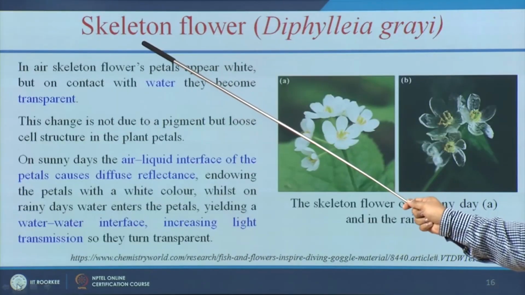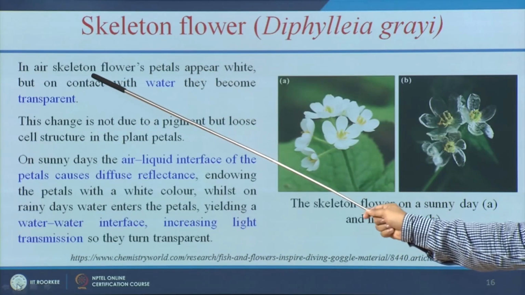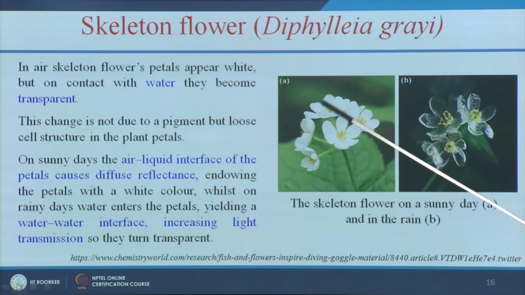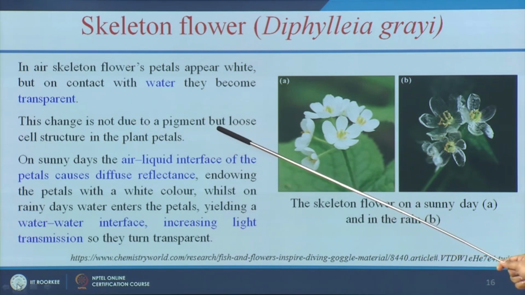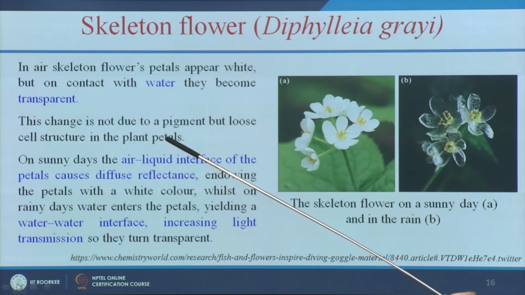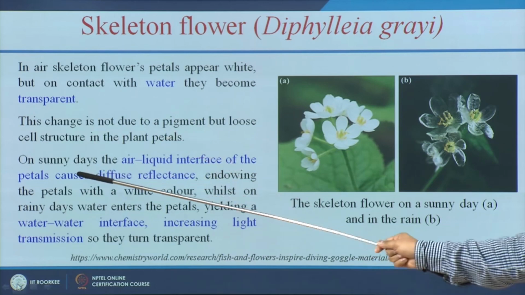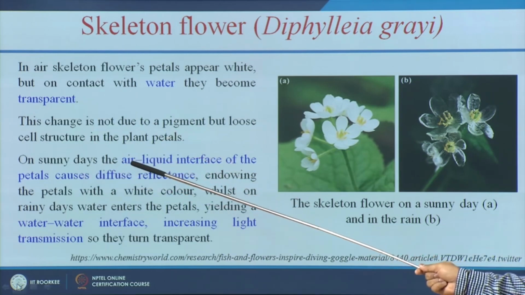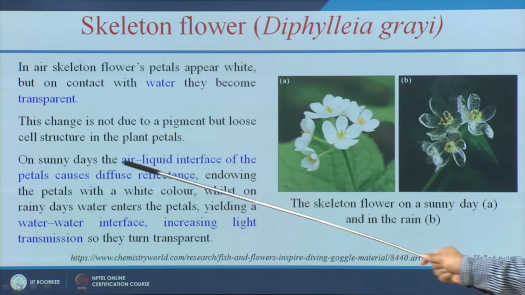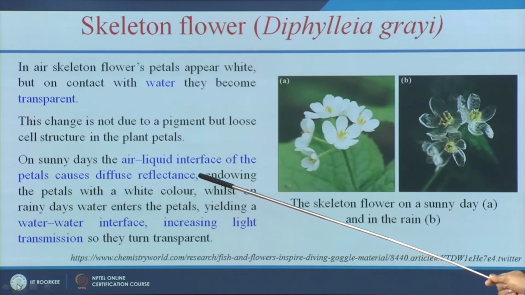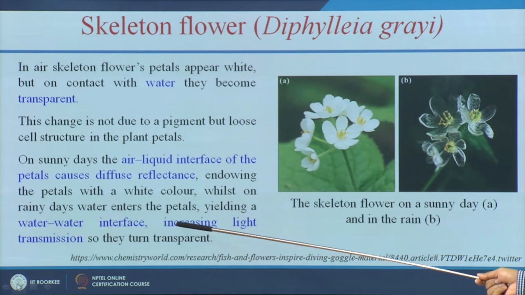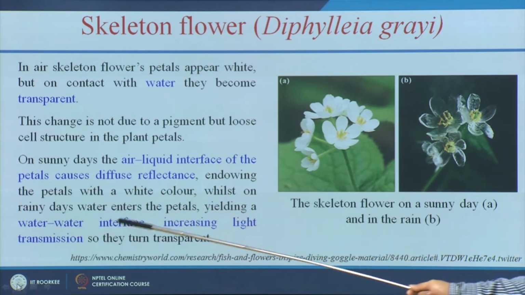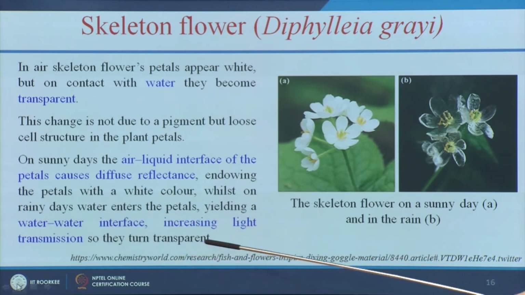They took the idea from the skeleton flower. You can see here the skeleton flower's petals appear white, but when it connects with water it becomes transparent. It is not due to the pigment, but loss of cell structure in the plant petals. So on sunny days during summer season, the air liquid interface of the petals causes diffuse reflectance, but in the rainy season a water interface forms and increases the light transmission so that they become transparent.